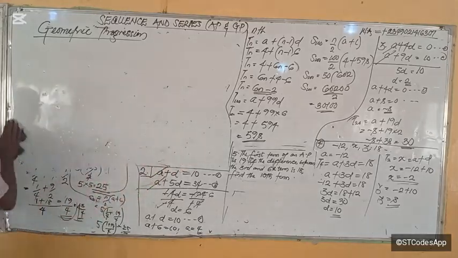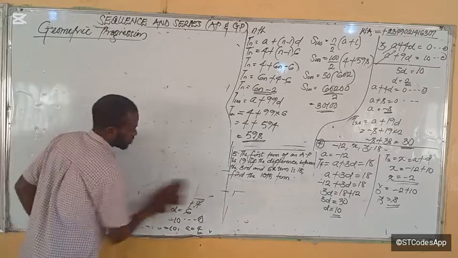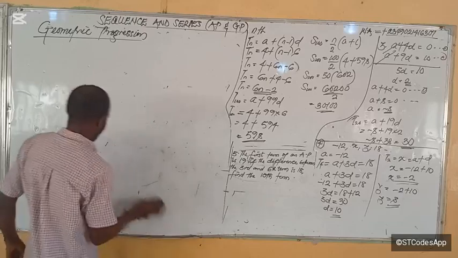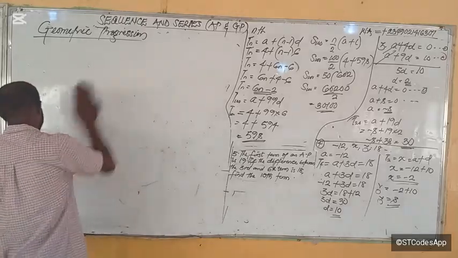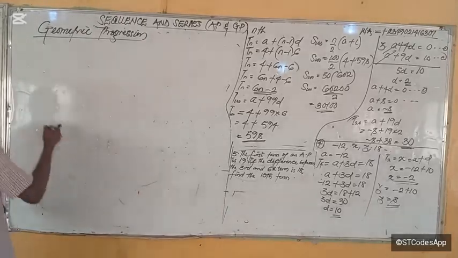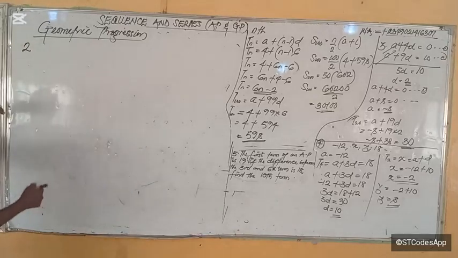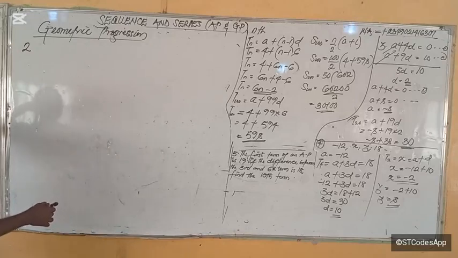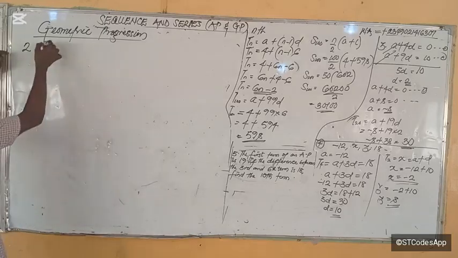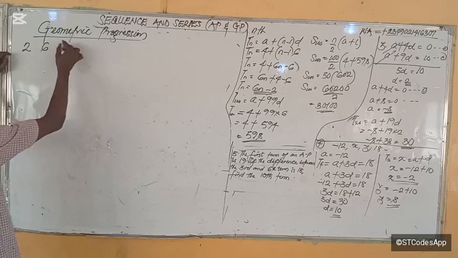Now, the same way we did for AP, let us obtain an expression for GP as well. So what would the expression look like? The first step, let's use a hypothetical example. Let's say our sequence is 2. So multiply by 3 is 6, multiply by 3 is 18, by 3.